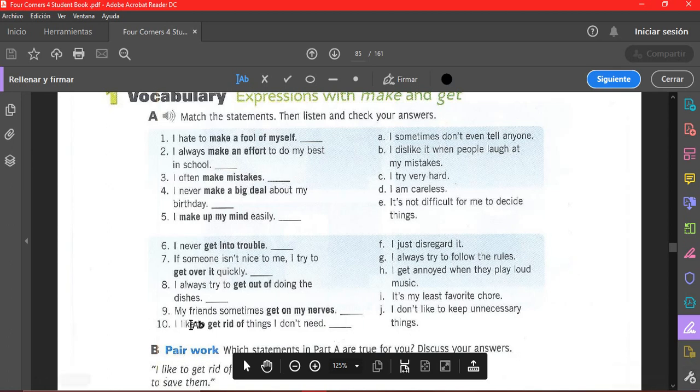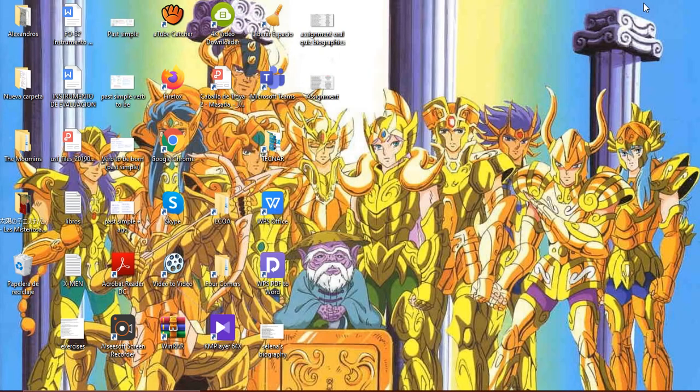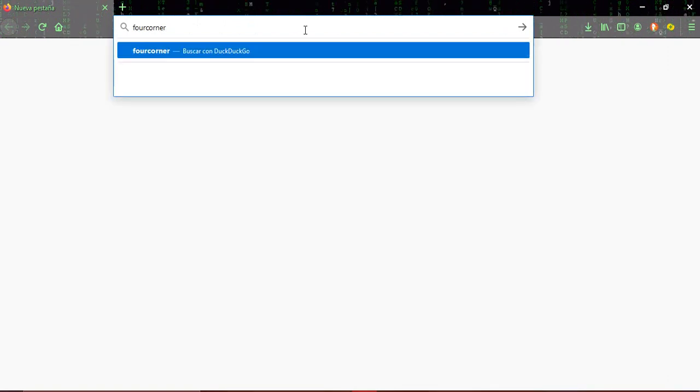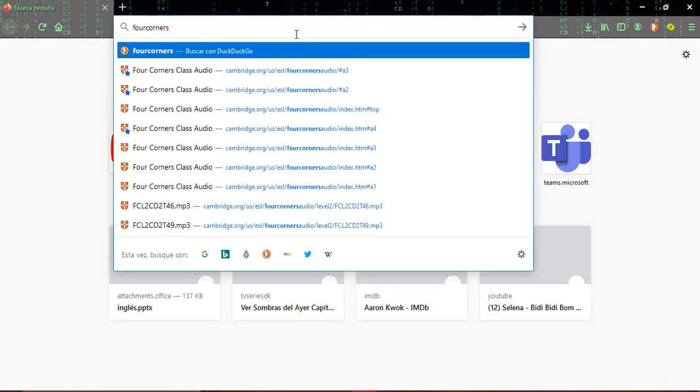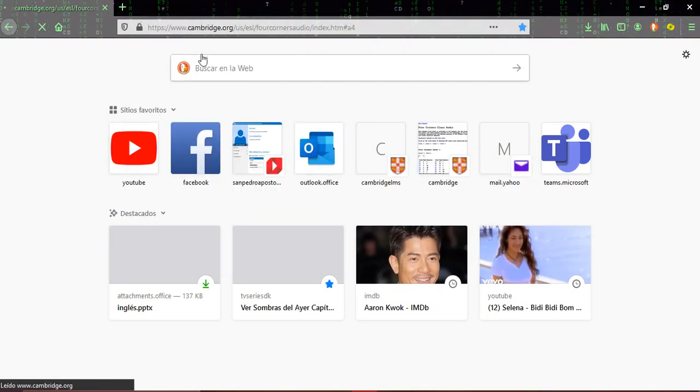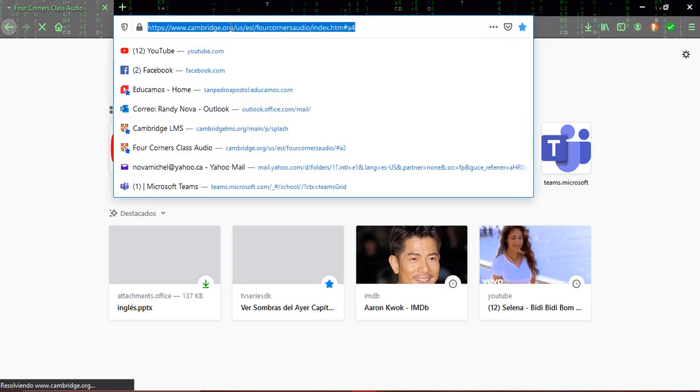listen to it. To verify the answers of this exercise, we need the listening. But at this moment, I'm not going to play it. But where can you find the listening? We go to Google or any other search engine that we can find. So let it open, and we go to Four Corners class audio. I already have it, but you can type it on Google. Let me copy the link for you.